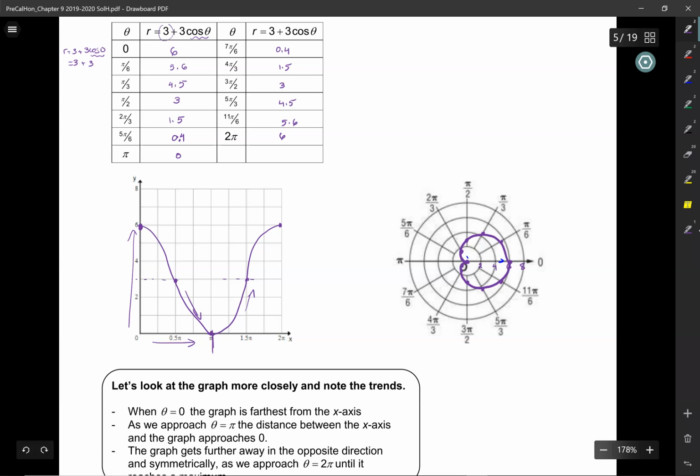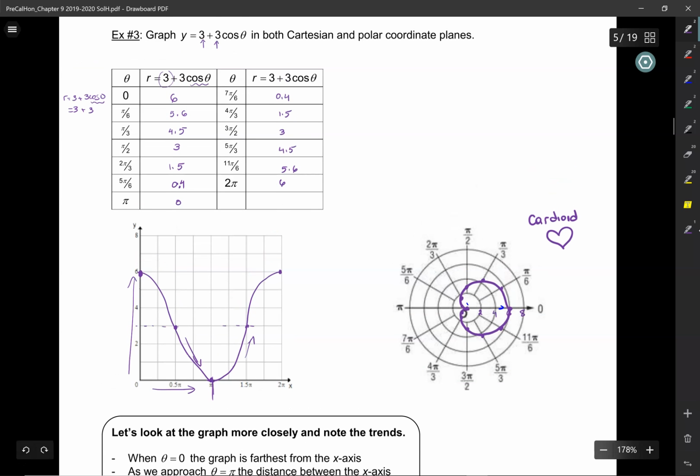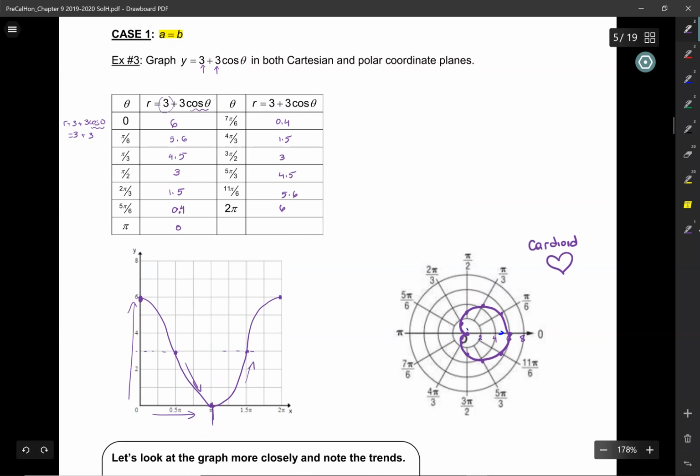And now, what shape is that? Hey, does that look like a heart? Oh my God, it totally does look like a sideways heart. Oh, wait a minute. Is that why it's called a cardioid? Because cardio means heart? Oh my goodness. Okay, so look at that. So those are cardioids.